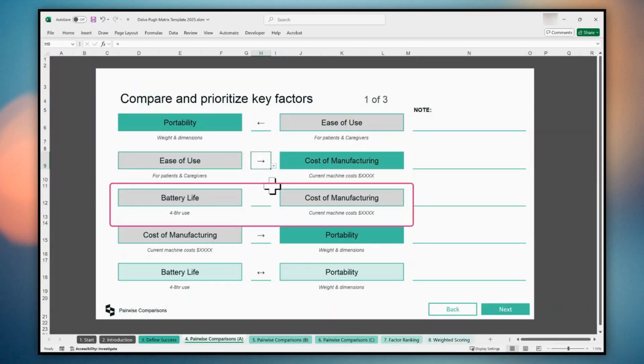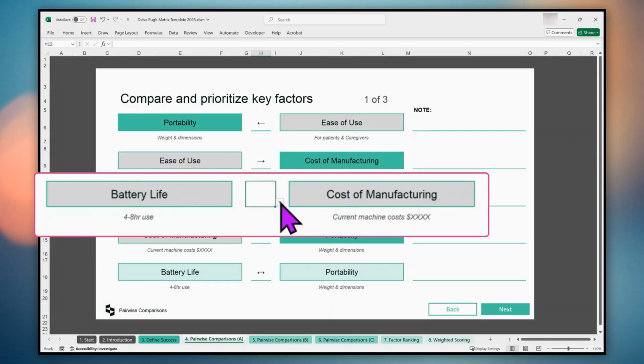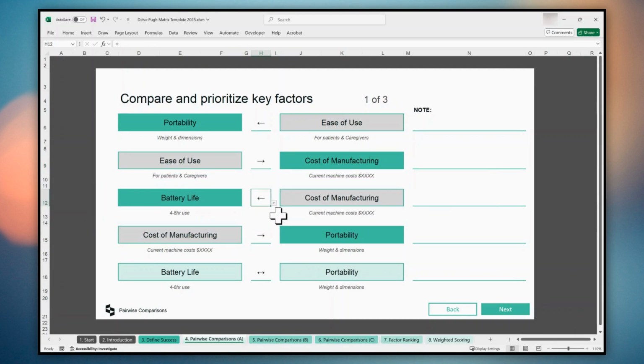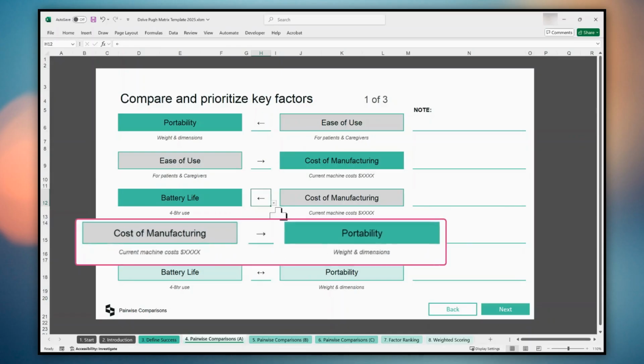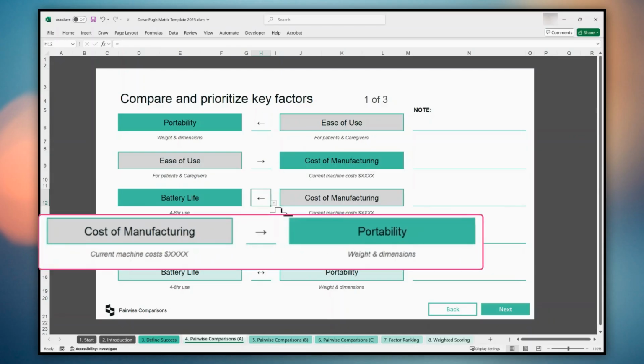Next, we weigh battery life against manufacturing cost. Given our emphasis on portability, we need a battery life that aligns with this goal. Thus, we would prioritize battery life over manufacturing cost. When it comes to manufacturing cost versus portability, if portability offers a quick win, it should be our primary focus as it is the essence of this project.